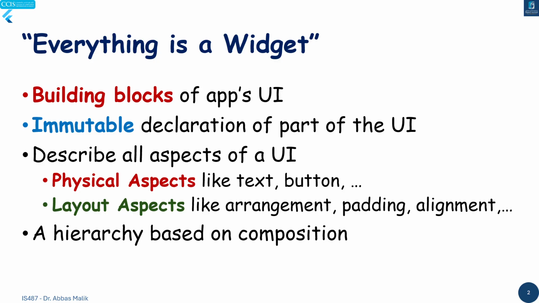So you delete the previous version of that widget, for example a button. You delete that button from your memory or from the screen, and then you recreate it. When you recreate it, it will be created with the new properties and the new values that you want. So immutable: once it is created, no change will occur in that specific UI element. It describes all aspects of the UI, physical aspects or layout aspects. Physical aspects are those aspects which are visible to the user, with which the user can interact.